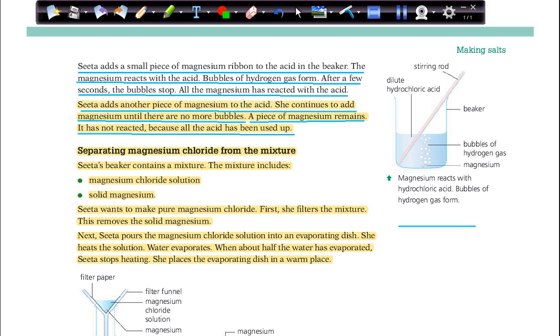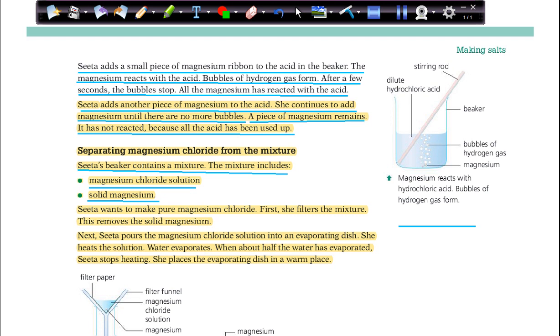So now how can we separate the magnesium chloride from the mixture? This is a mixture because we have water and magnesium chloride. So how can we make it salt? Because we said all this just to make a salt, magnesium chloride salt. Sita's beaker contains a mixture. The mixture includes magnesium chloride solution and solid magnesium.